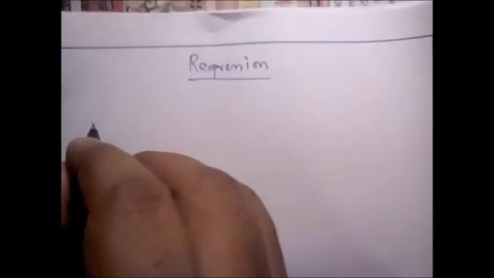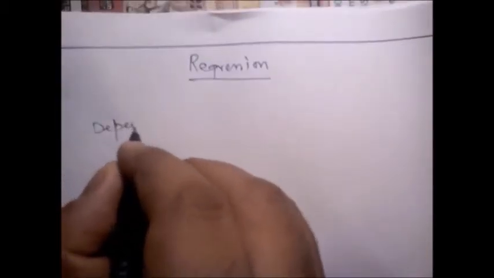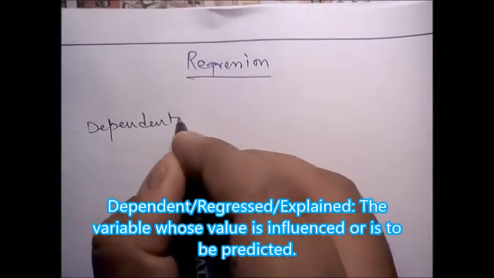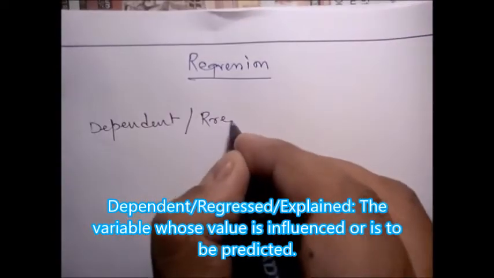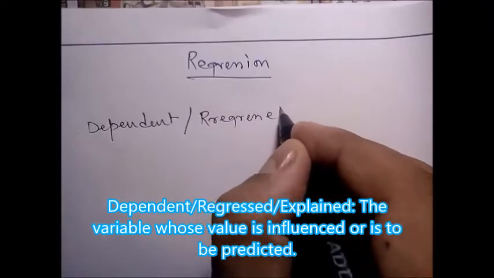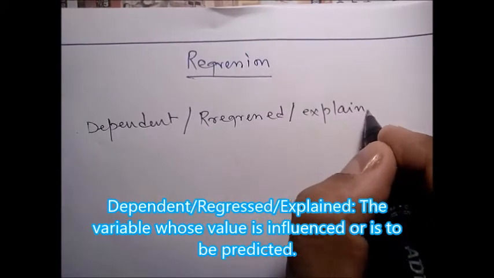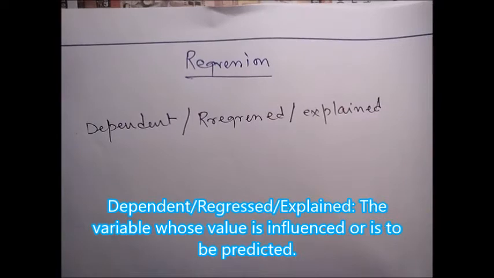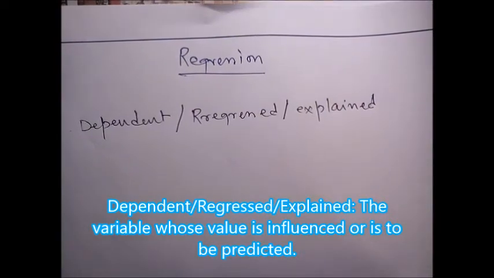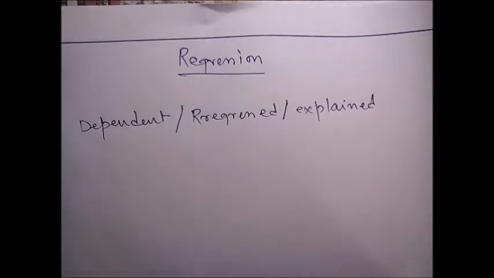So, the terms are dependent, regressed, or explained. All are the same thing. Okay. Now, the variable whose value is influenced or is to be predicted, that is called the dependent or regressed or explained variable.